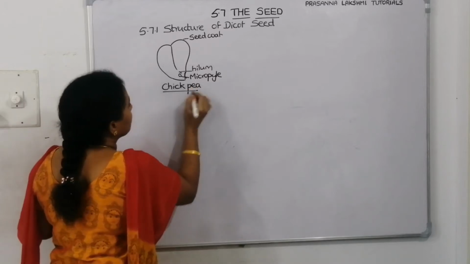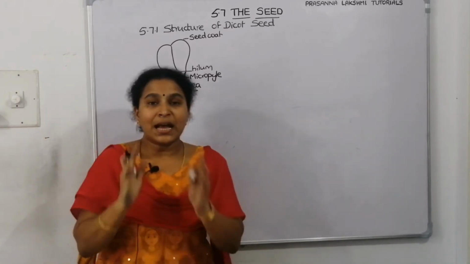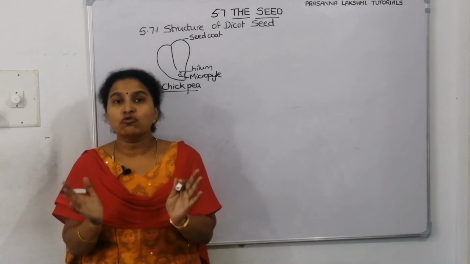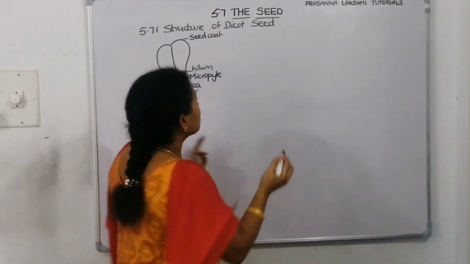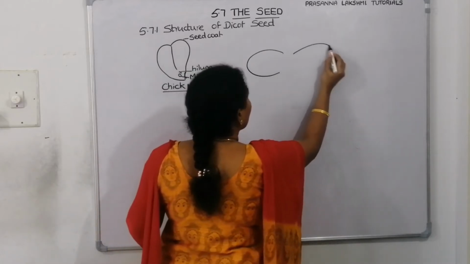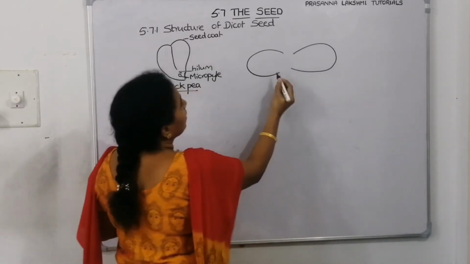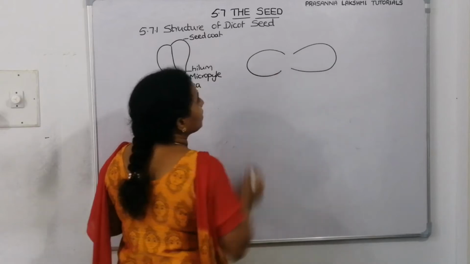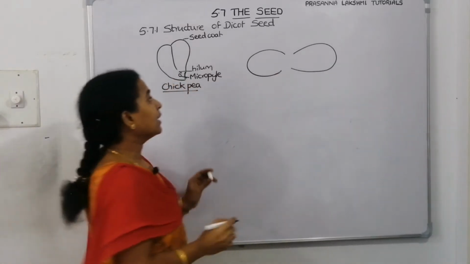It is a dicot seed. Now, a dicot seed has how many cotyledons? It has 2 cotyledons, that's why it's called dicot. So, let us draw the 2 cotyledons. This is one cotyledon and this is the other cotyledon. In between the 2 cotyledons, it has the embryo, embryonic axis.